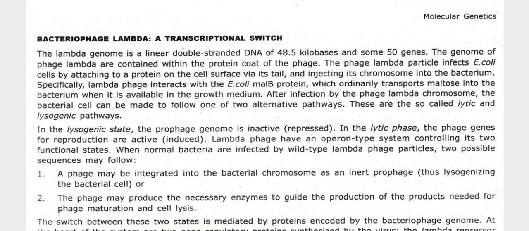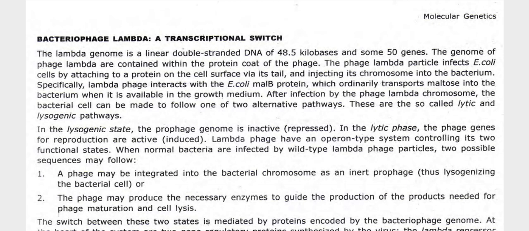A lambda genome is a linear double-stranded DNA of 48.5 kilobases and some 50 genes. The genome of phage lambda is contained within the protein coat of the phage. The phage lambda particle infects E. coli cells by attaching to a protein on the cell surface via its tail and projecting its chromosome into the bacterium.